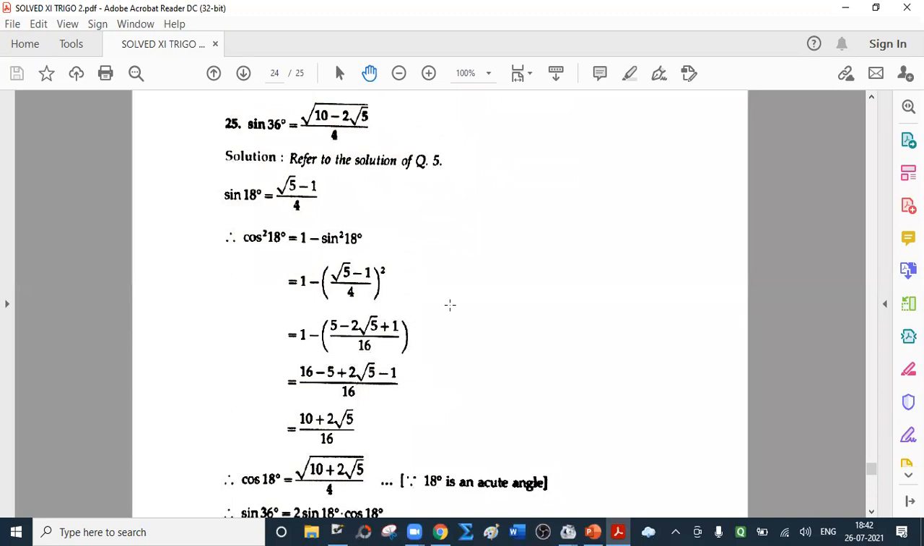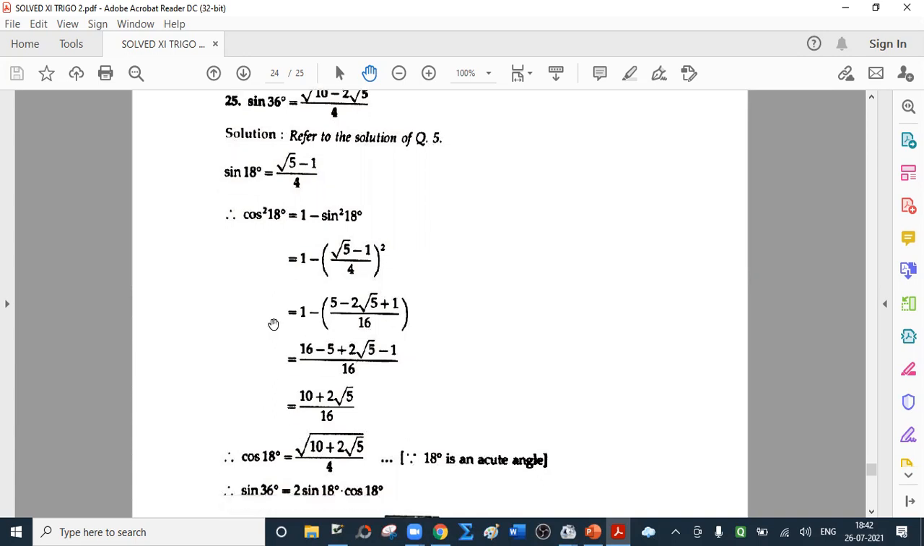Sum number 25. Let me explain. Prove that sine 36 degree equals root of 10 minus 2 root 5 upon 4. Again we use the fact that sine 18 degree equals root 5 minus 1 upon 4. Now what is cos square 18 degree? It is 1 minus sine square 18 degree. So I get cos square 18 as what? 10 plus 2 root 5 upon 16. So what is cos 18 degree? It is root of 10 plus 2 root 5 upon 4.